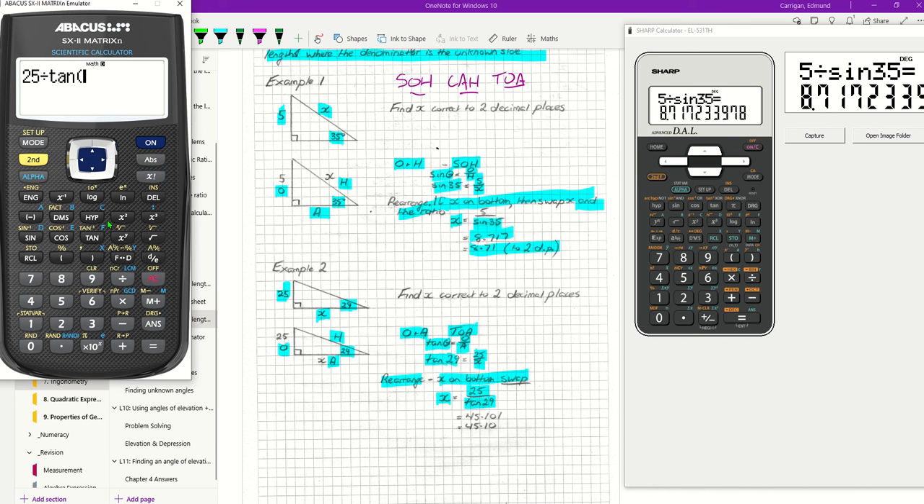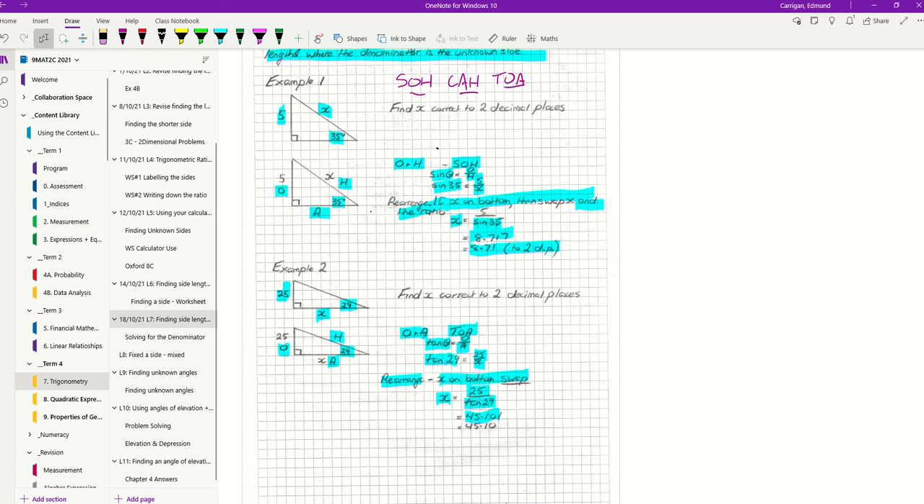This gives us a bracket, so we're going to close our bracket as well. 29, close the bracket, equals 45.101, which to 2 decimal places is 45.10.